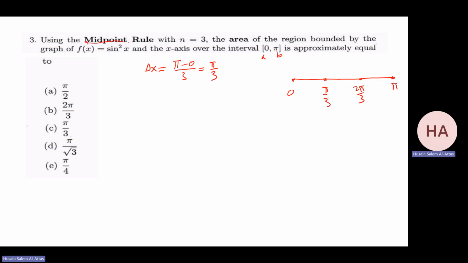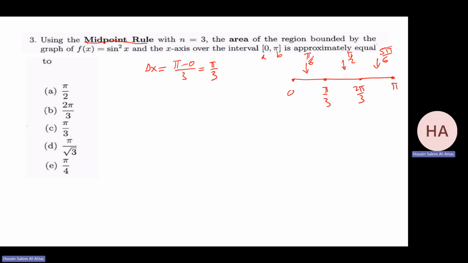I want the midpoint. So this will be pi over 6. Add them over 2. So I have pi over 2 here. Correct? That will be 3 pi over 6, which is pi over 2. This one, my point will be what? 5 pi over 6. I will choose 5 pi over 6. Not on the side, so I think it's positive.